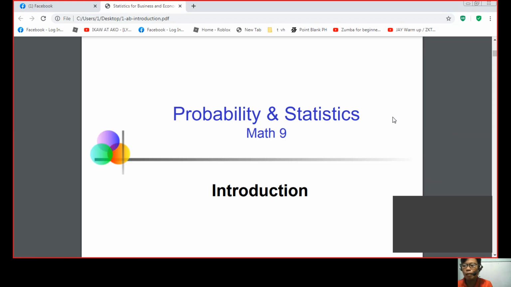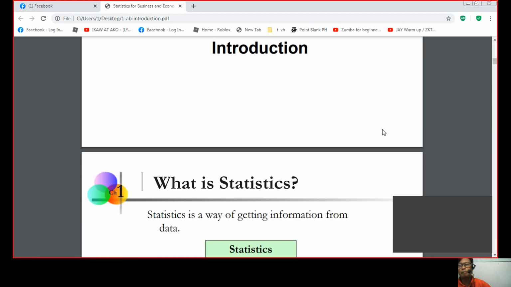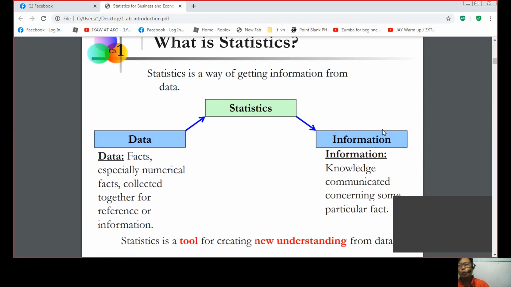Okay, so now I'll be starting with definitions and some problems that we are going to solve today. Okay, so first and foremost, what is statistics? Okay, now, statistics is a way of getting information from data.